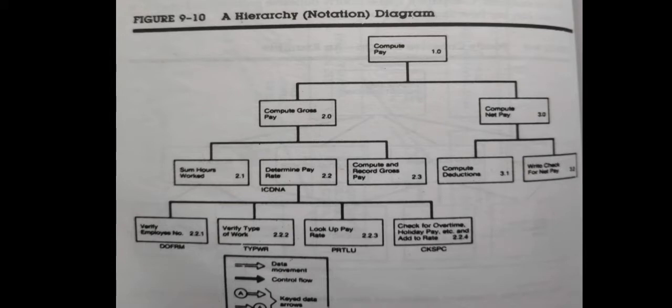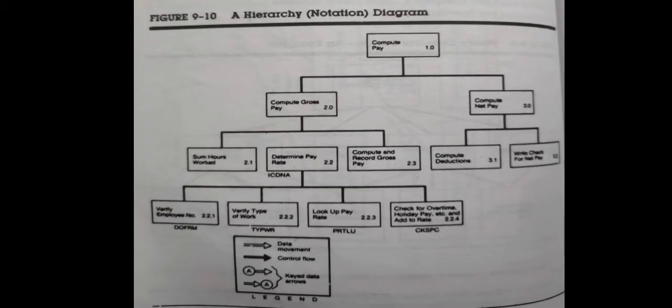For compute gross pay, the gross pay here has sum hours worked, determine pay rate, compute and record gross pay. And for determine pay rate, how will we determine the pay for the employee? Here we verify employee number, verify the type of work, and look up pay rate. This is just an example to know the hierarchy diagram of a HIPO.